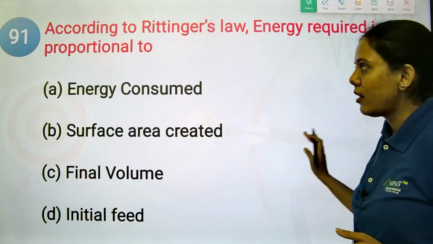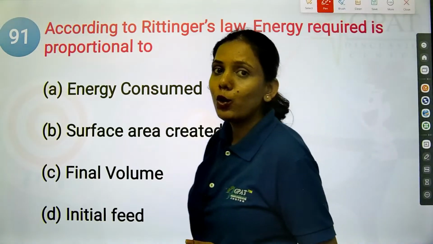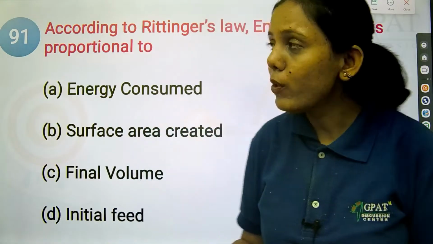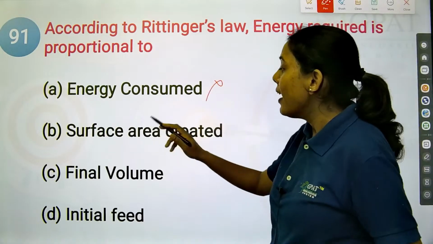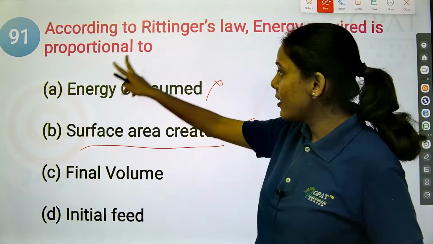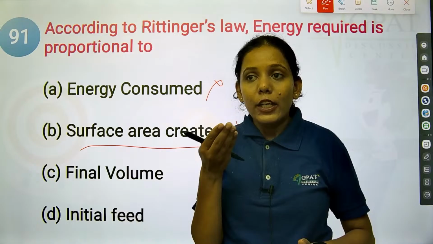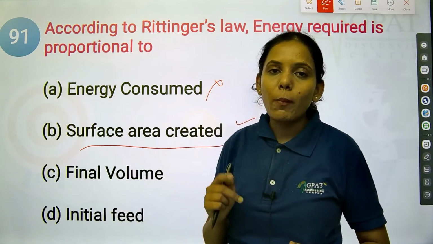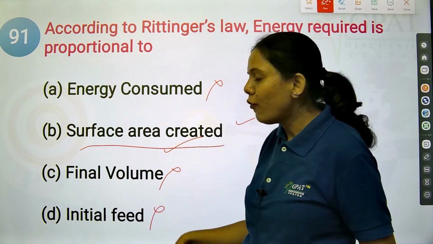100 questions. According to Rittinger's law, energy required is proportional to what? There are three laws: Kick's law, Rittinger's law, and Bond's law. Rittinger's law is about surface area created. If you do size reduction, new surface area will be there, because particle size has been reduced. So that tells you about Rittinger's law. It tells you about the surface area, not about the volume or initial field.